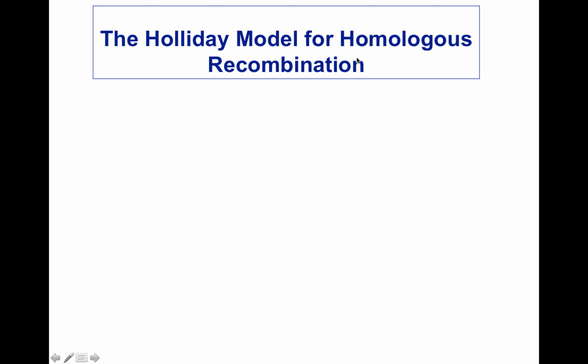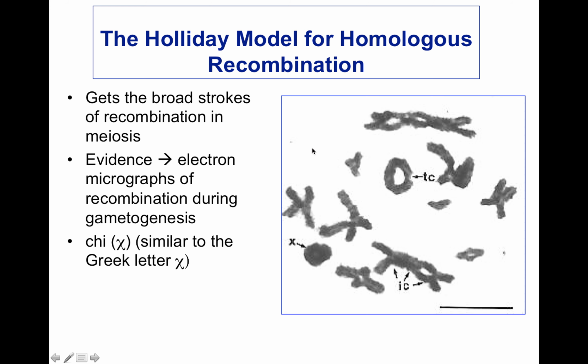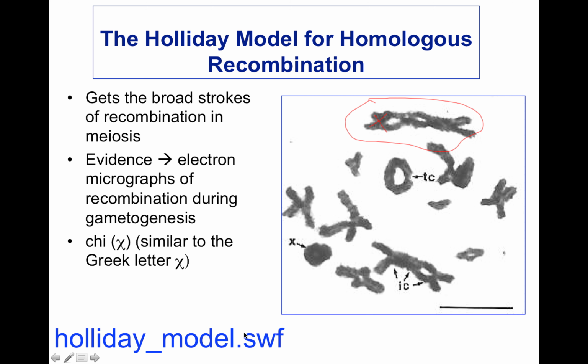The Holliday model for homologous recombination accounts for the major broad strokes of what we see in recombination in meiosis. The evidence that supports this model we saw in electron micrographs, and here are some more electron micrographs. And we see again the chiasma right here. There's a crossover event here. There's also a little video about the Holliday model.